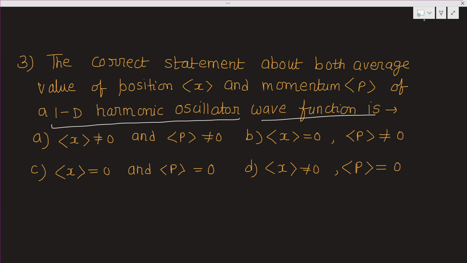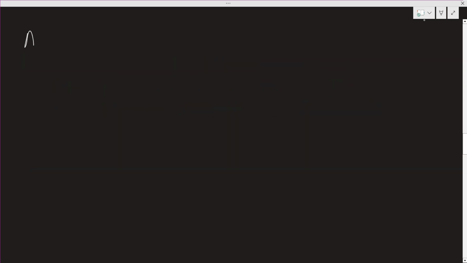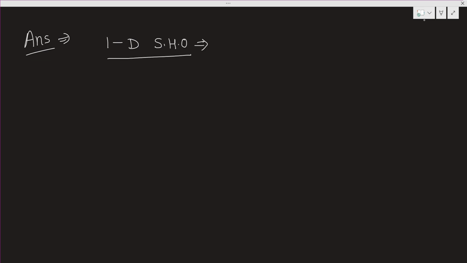But if you don't know, if you have not seen, then you can do it here. So see here the answer. What will be the answer? For 1D SHO, firstly you should have a basic knowledge of the wave functions. You should have knowledge of all the wave functions given in your syllabus. So psi naught is equal to beta by pi to the power 1 by 4 e to the power minus beta x square by 2. Now firstly you have to find out the average value of x.